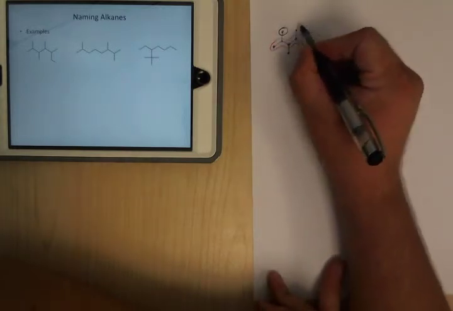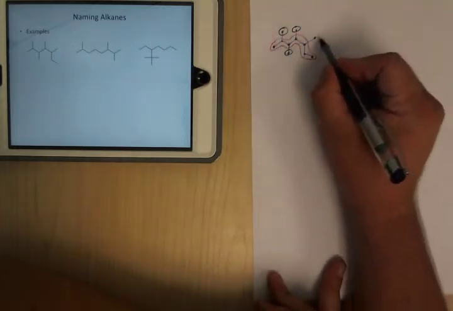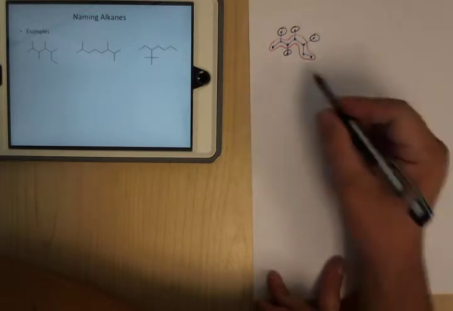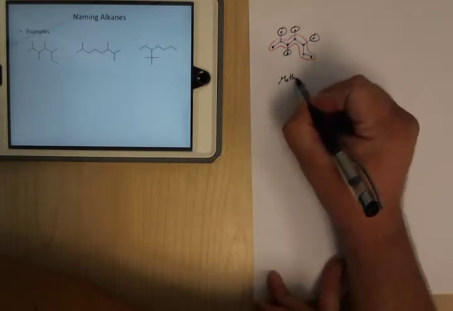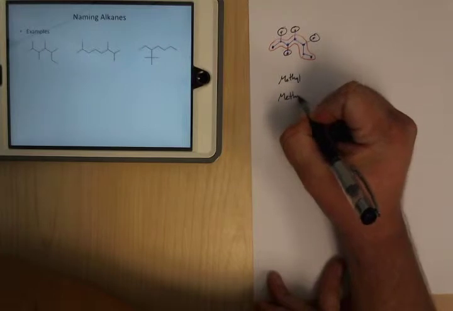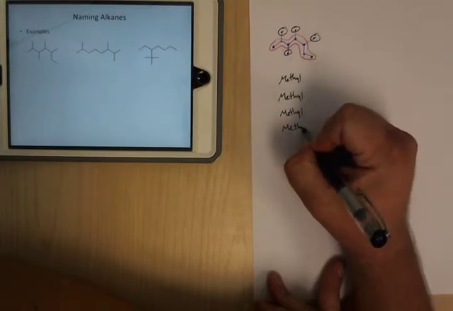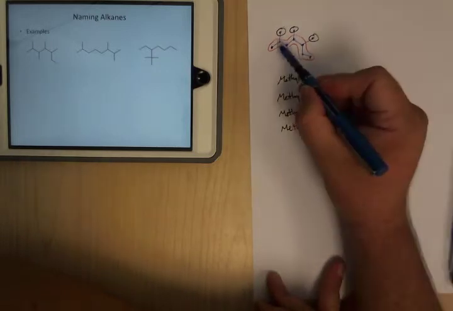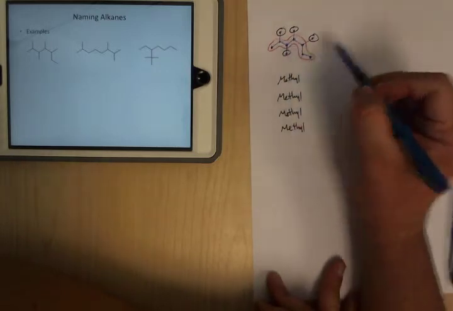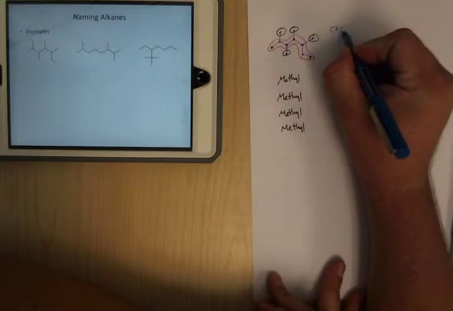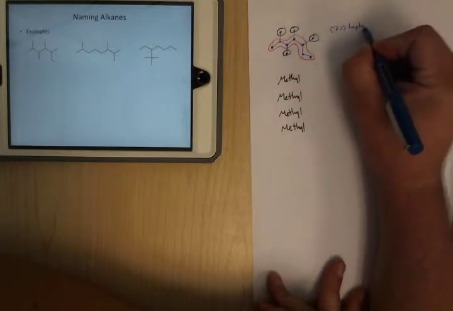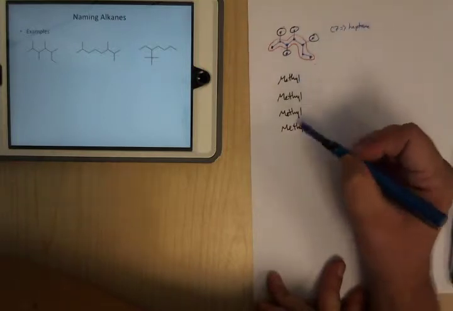So here are our side chains. There are actually 4 methyl groups: methyl, methyl, methyl, methyl. Our main chain is 1, 2, 3, 4, 5, 6, 7, so it's C7, which would be heptane. So we have the 4 methyl groups.